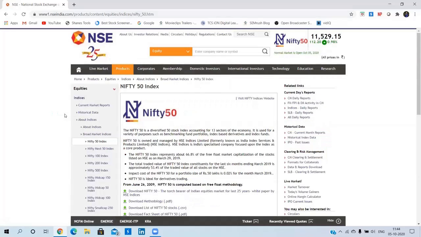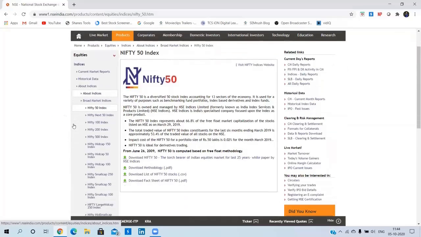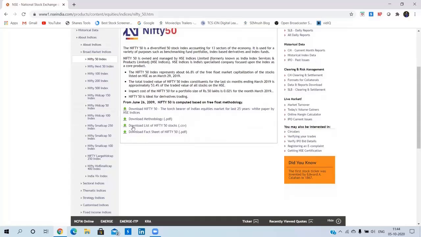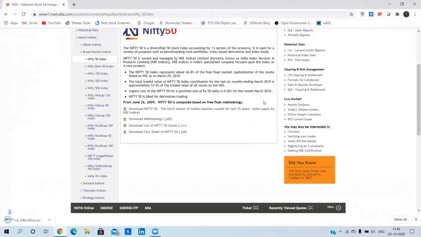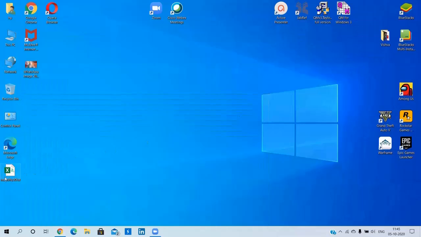But for now, we want to know which are the firms that are listed on Nifty 50. Then here, download the list of Nifty 50 stocks. Okay, I will be downloading that on the desktop. So here is the file. Right, here is the file.